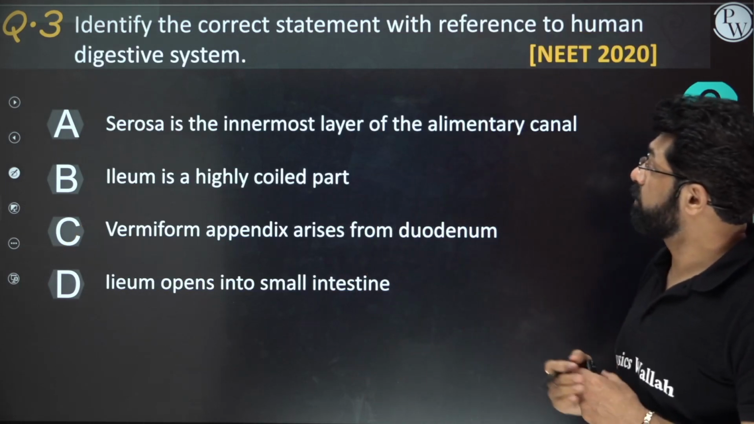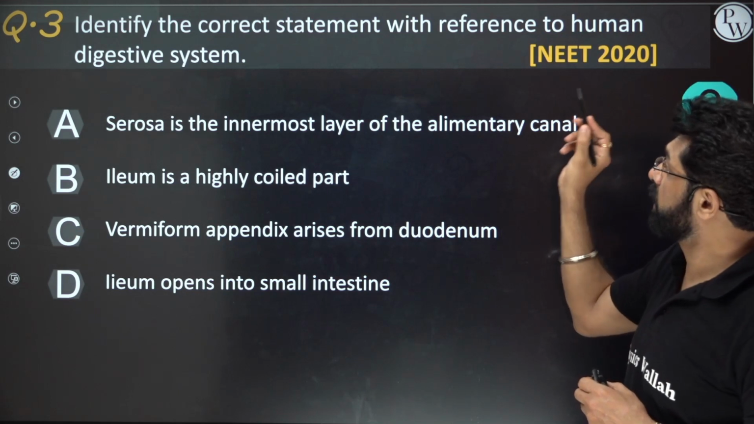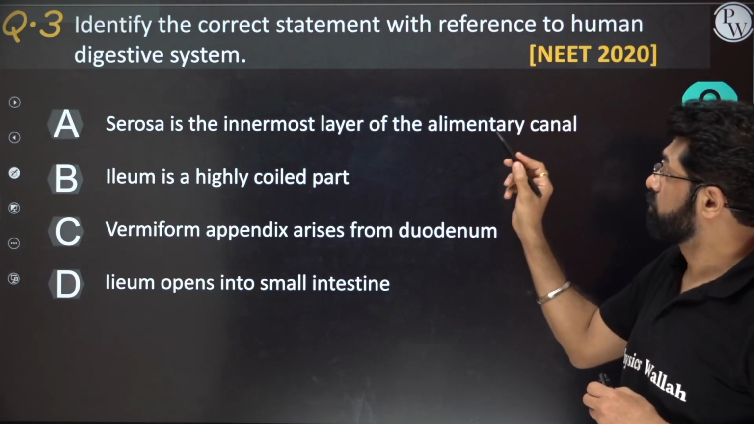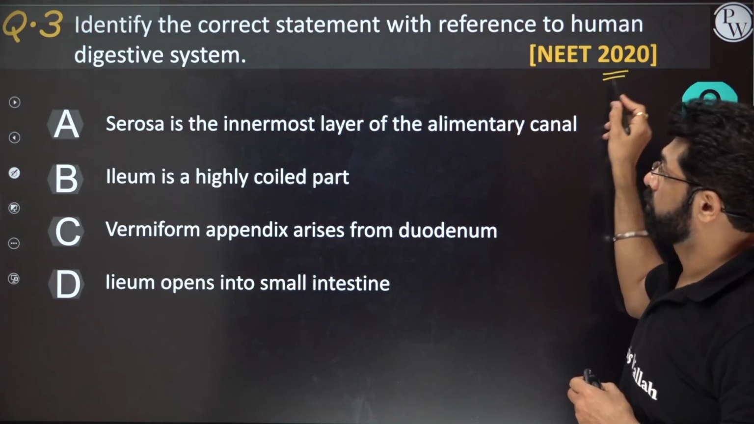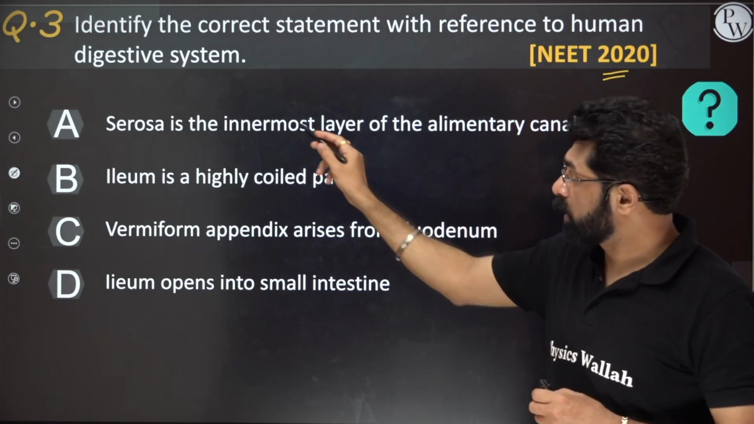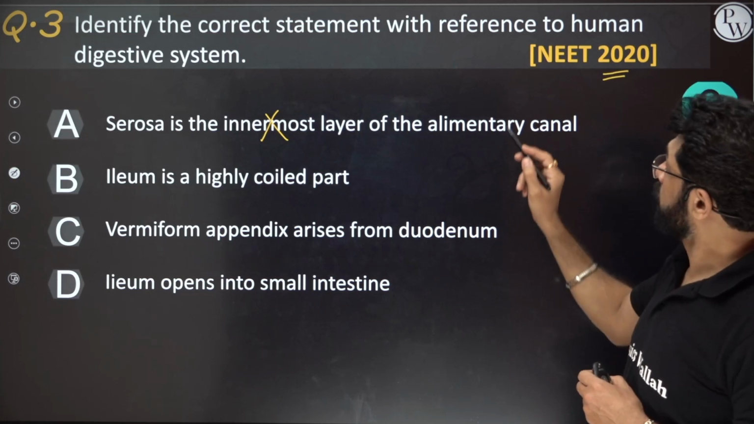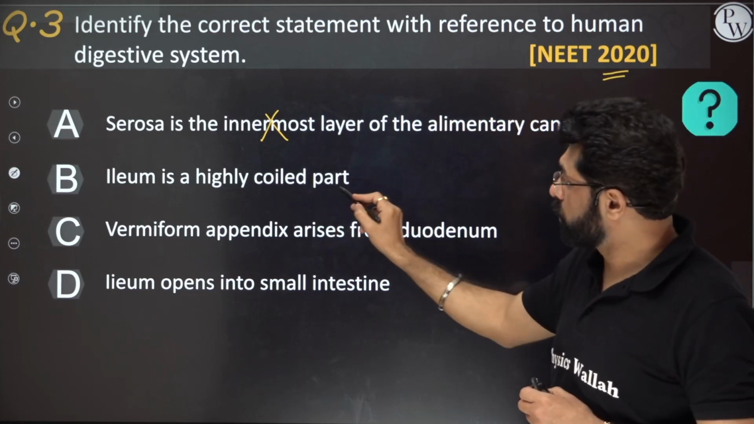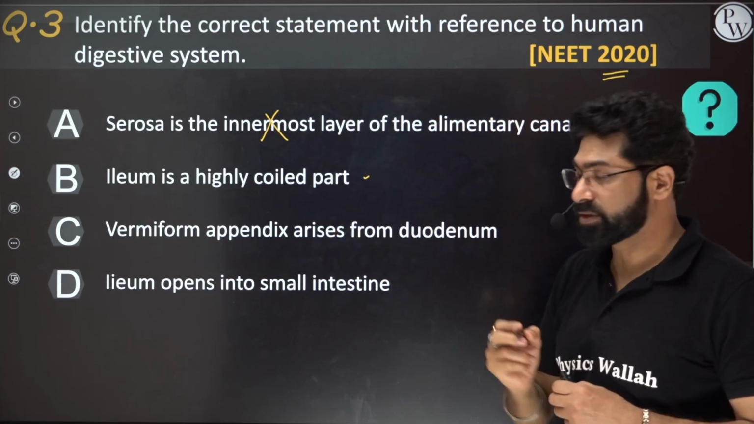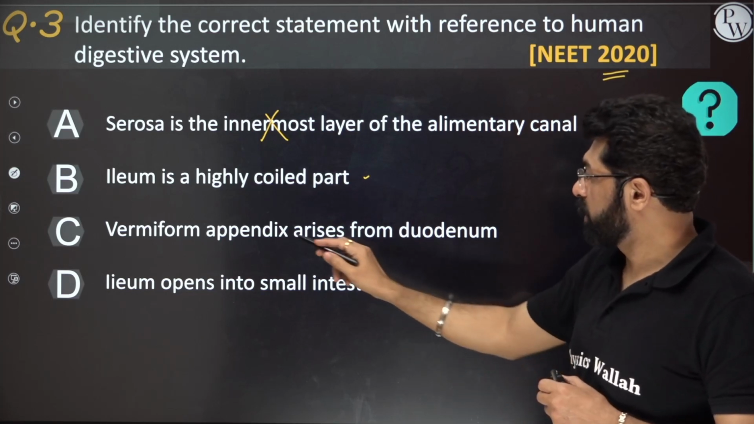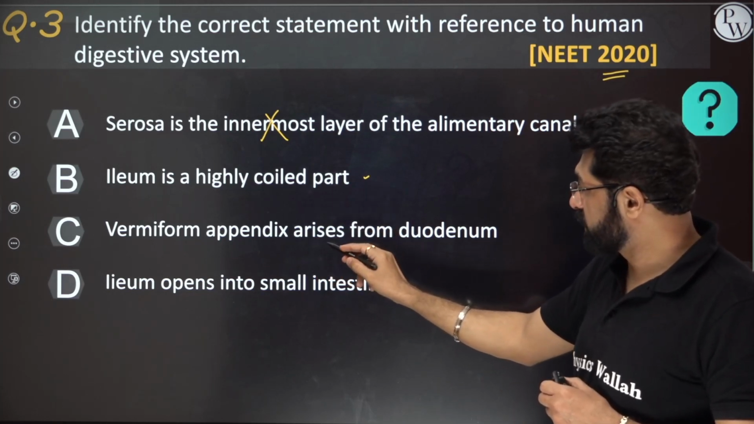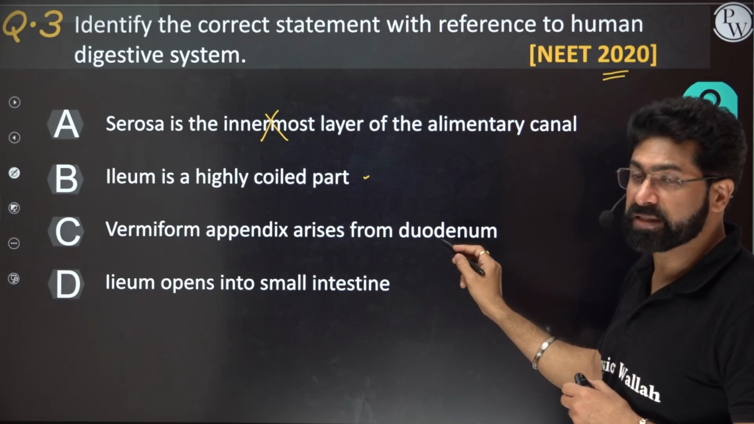Identify the correct statement with reference to the human digestive system, which was asked in NEET 2020. Is serosa the innermost or outermost? Okay. Ileum is a highly coiled part. Okay, let us consider this. Vermiform appendix arises from duodenum, or does it arise from cecum?